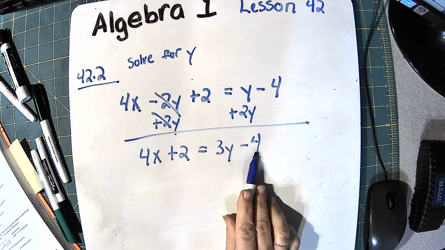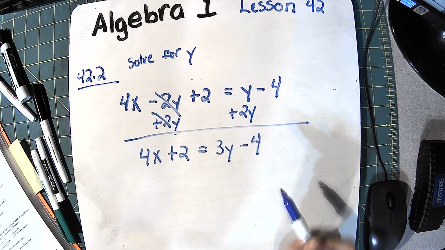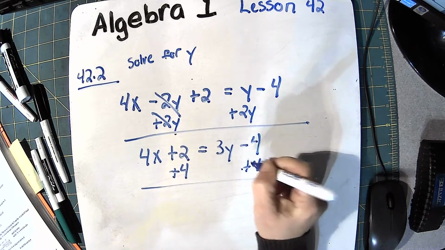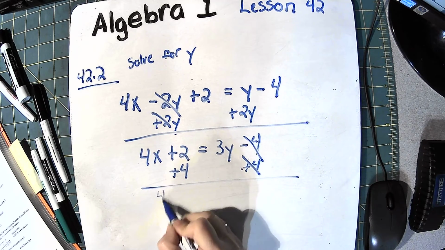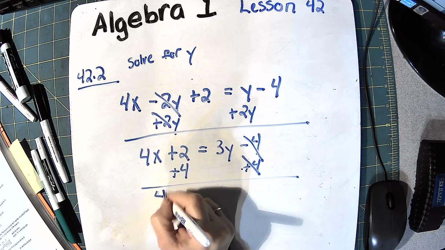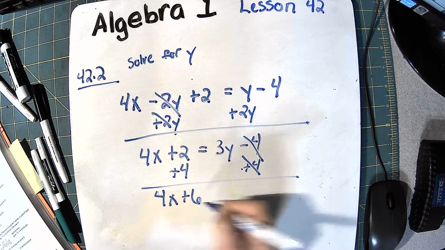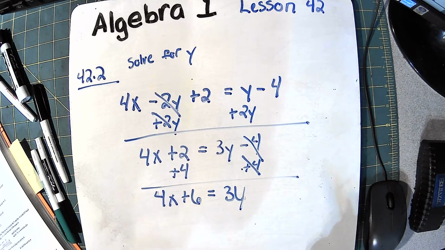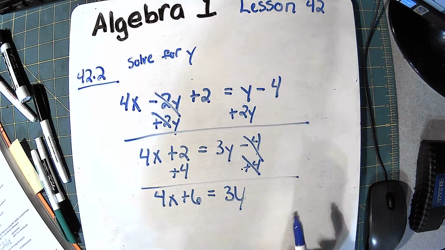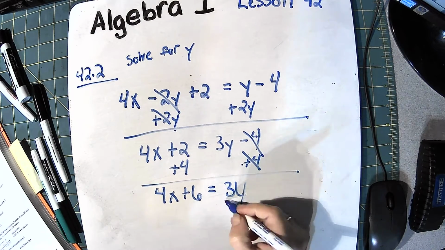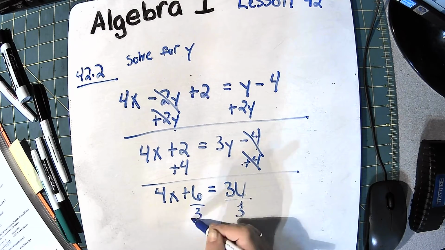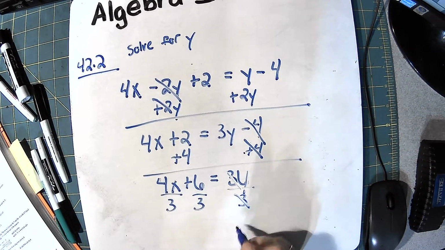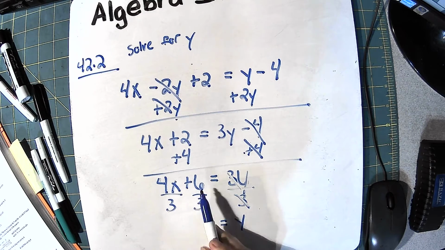Okay, now I got to get this constant over here so that my y's are by themselves. So plus 4, just like regular problems that we solve all the time, except I've got this x in here. 4x plus 6 equals 3y. Okay, whoops, that's a y. Alright, so my last step is going to be to divide by 3 to get my y by itself. So here I'm going to divide by 3, here I'm going to divide by 3, and here I'm going to divide by 3. These are going to cancel, and I'm going to get y equals 6 over 3.